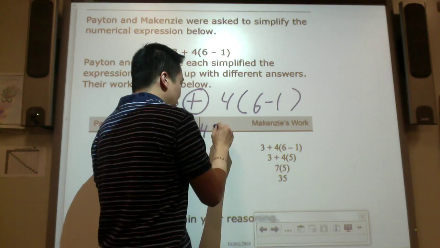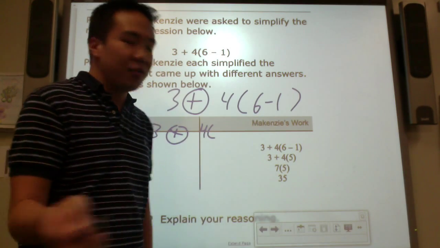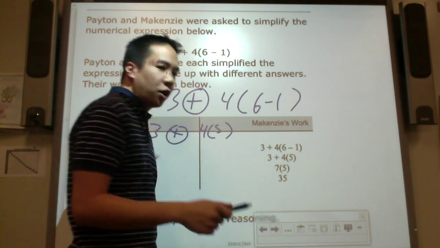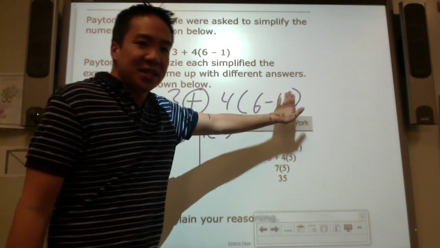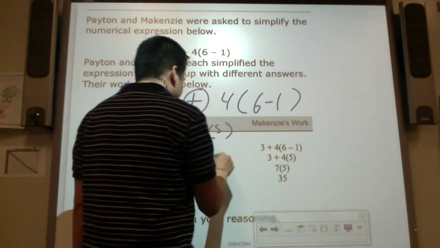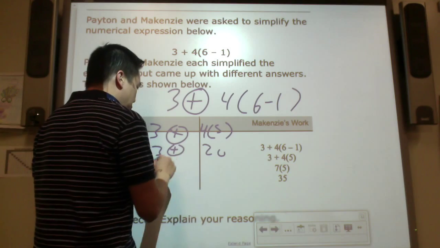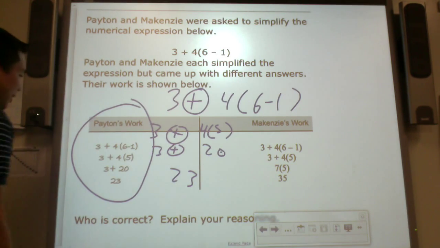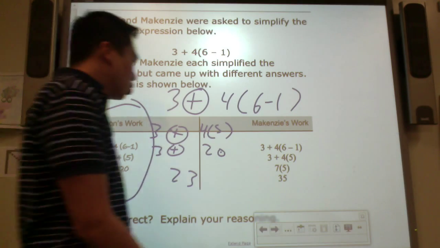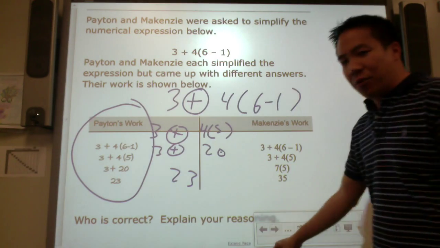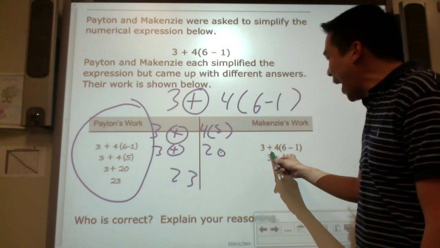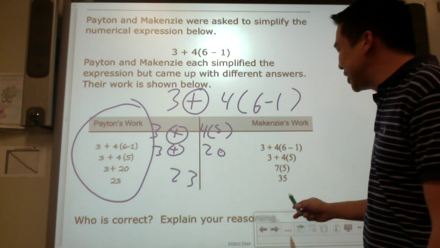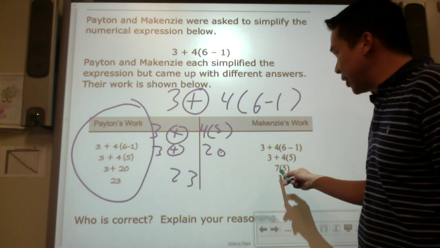4 groups of, what's 6 minus 1? 5. So what is 4 groups of this quantity? 5. 20. So 3 plus 20 is 23. Peyton is correct. If you look closely at this, shame on this person. She added the 3 and the 4 together and came up with 7.